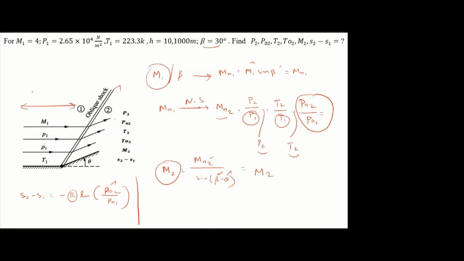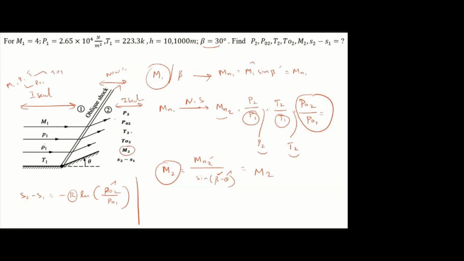Okay, this is also solved. Now remaining is this T02 and P02. Behind the oblique shock wave, you can apply the isentropic relations. Only across the oblique shock wave, you cannot apply it because it is non-isentropic. So here, once you know M1, P1, T1, you can find P01, T01 using the isentropic relation.